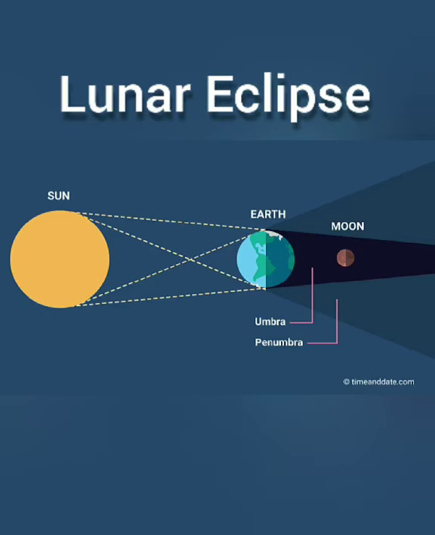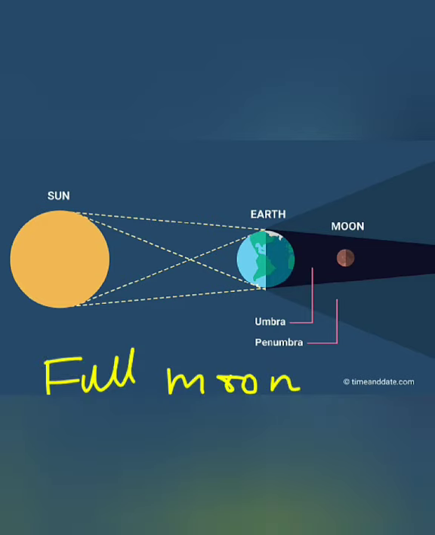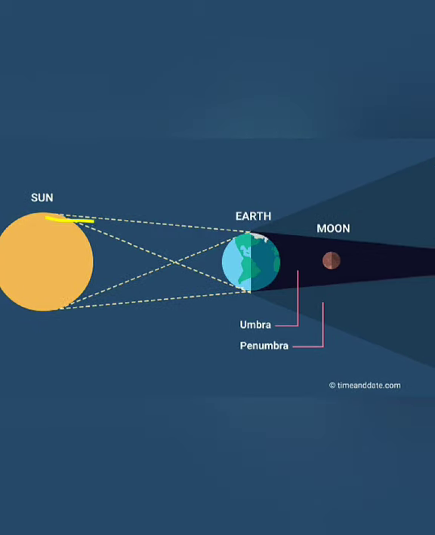Next is lunar eclipse. So lunar eclipse occurs on full moon day, when this earth comes between the sun and the moon. So the light from the sun to this moon is blocked, and the shadow that you can see is the shadow of the earth that falls on this moon, due to which the moon cannot be seen.